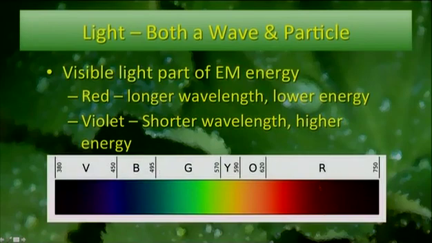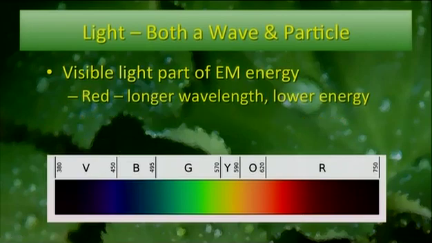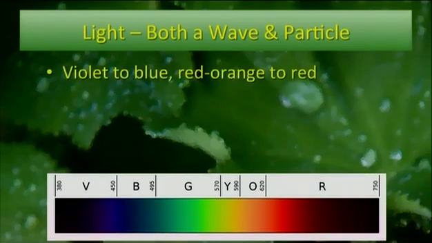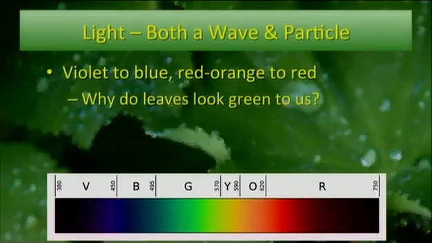Here's looking at the spectra. Red is a longer wavelength, from 750, 780, I think. Then you have orange, then yellow, then green, then blue, then violet. So about that range. Violet to blue and orange to red are the wavelengths that plants actually absorb.